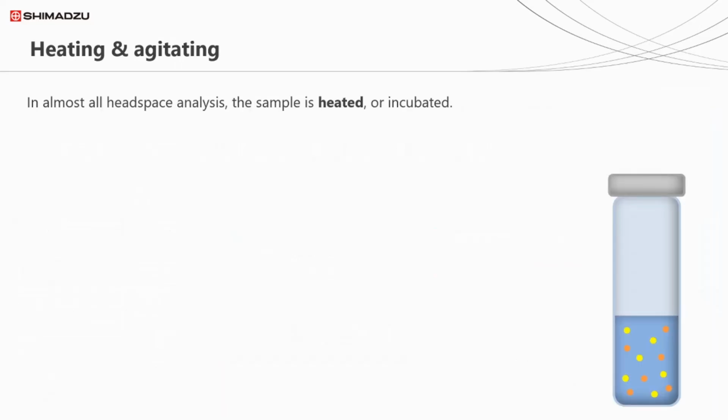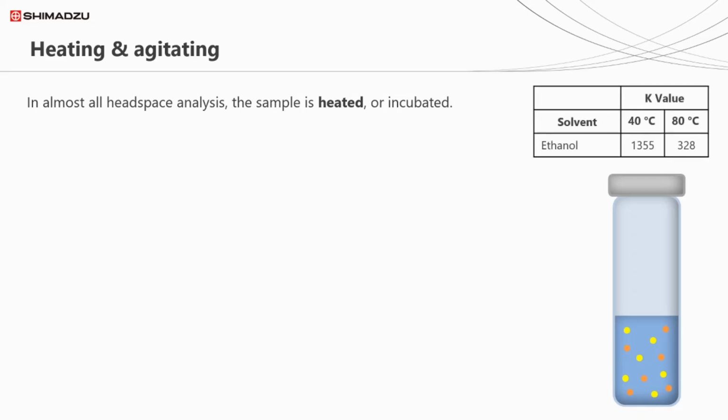We saw in the last slide that polar analytes in water have a very high K value, which results in lower sensitivity. One way to improve sensitivity, or reduce K, is to heat the sample. This is commonly referred to as incubation. As we can see in the table, increasing the temperature from 40 to 80 degrees has a huge impact on K.